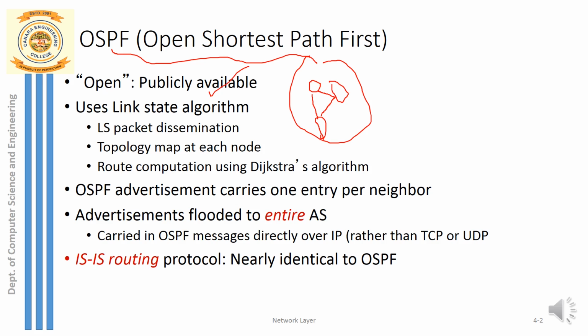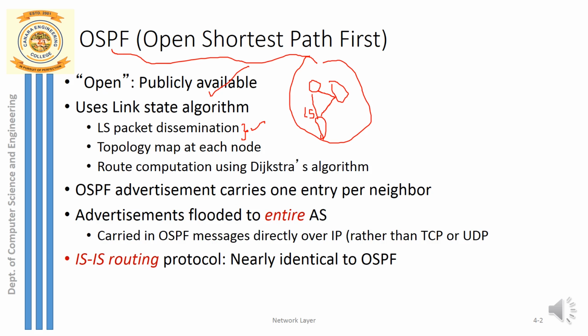The meaning of open is that this particular protocol is publicly available, and in order to calculate the shortest path in OSPF, the link state or Dijkstra algorithm is used. Like in RIP, we use the distance vector algorithm to calculate the shortest path, but in OSPF, the link state algorithm or Dijkstra algorithm is used to calculate the shortest path.